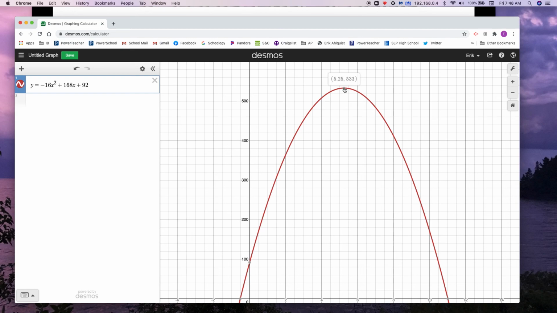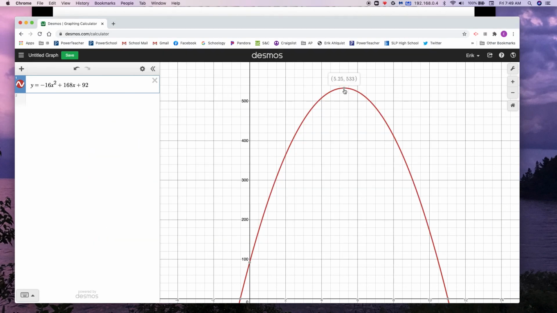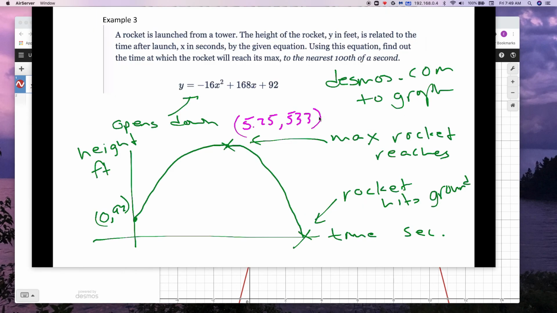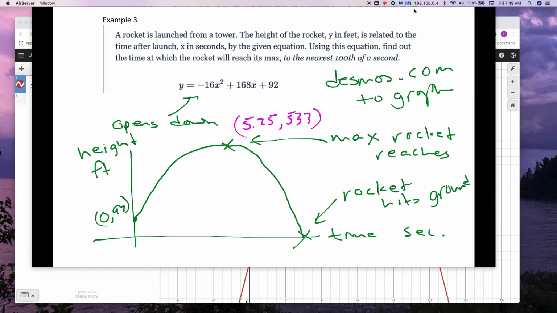This point right up here, 5.25, 533, that's the vertex. So that vertex is 5.25, 533, I think it was. I don't know if that was right, but let me check. Yeah, 5.25, 533, so that's the highest that rocket got. And then we also know that the rocket hit the ground right over here, 11.022 and 0. So this point over here is 11.022 and 0.